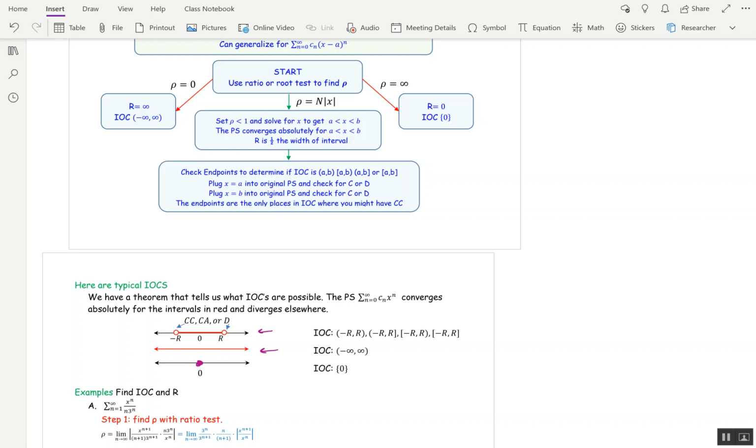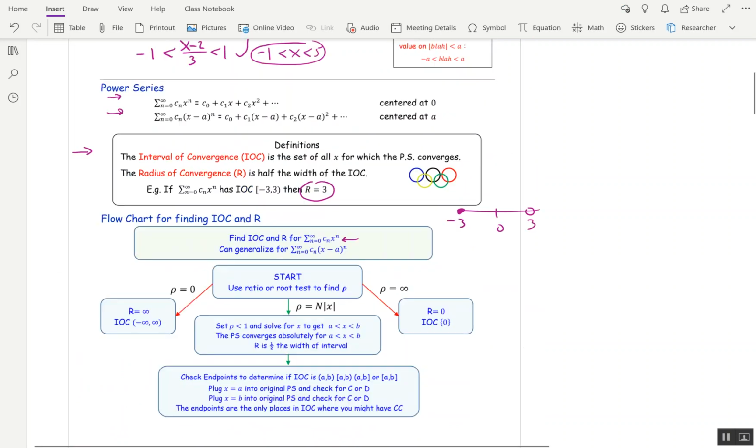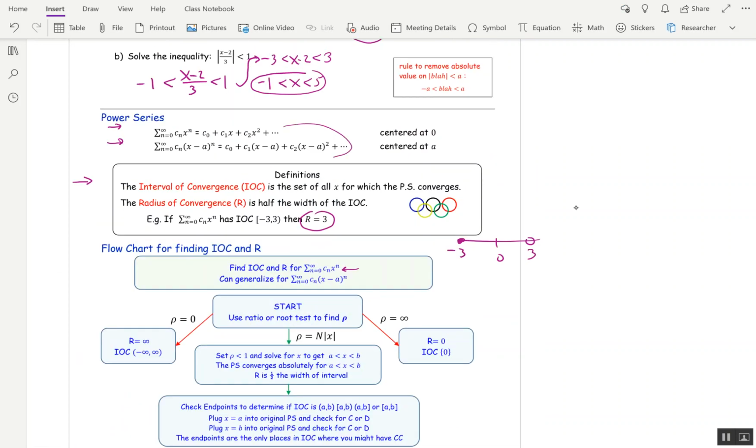A power series will always converge where it's centered, because if you look at these power series up here, for example, if x is actually equal to a, that's where it's centered, then the whole power series just consists of this one number, c0. And so, of course, that would converge.